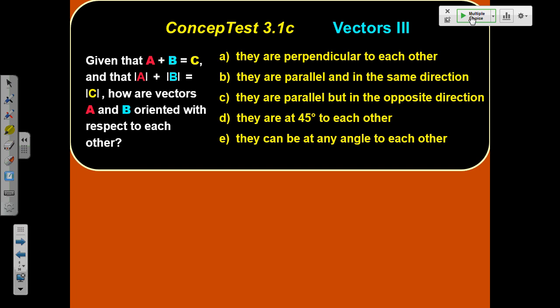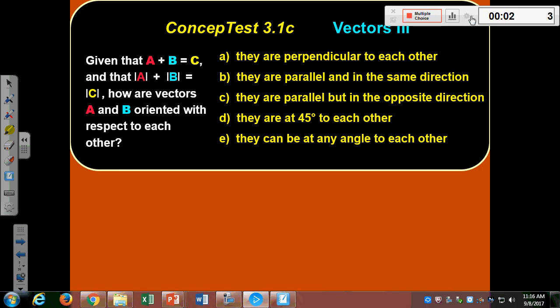All right, given that the vector sum a plus b equals c, and that the magnitudes also add up, a plus b equals c, how are they oriented to one another? So what does that tell you about how the vectors are oriented with respect to one another? Many of you have the right answer right now, but about 7 or 8 of you don't. So ask around. What's your neighbor put?